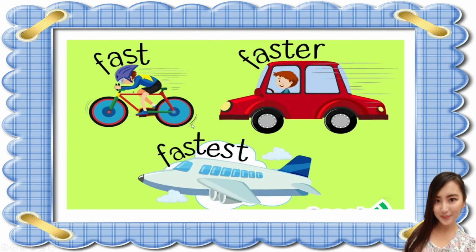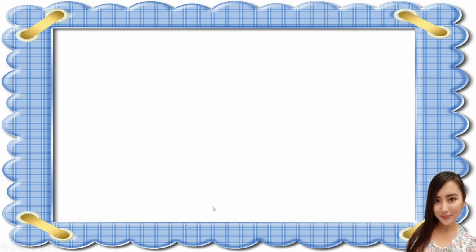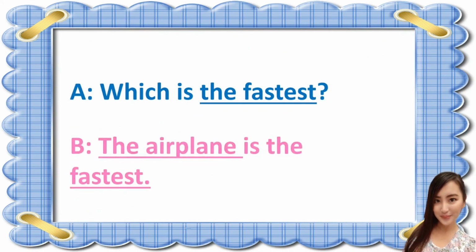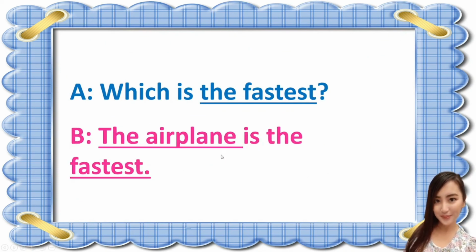Next, we have a bicycle, a car, and an airplane. The bicycle is fast. The car is faster than the bicycle. And the airplane is the fastest. Question: which is the fastest? The answer is, the airplane is the fastest.